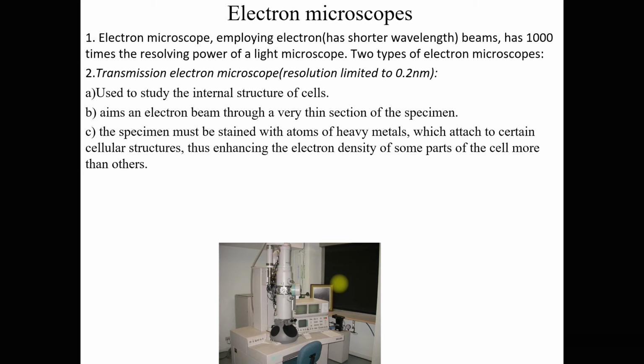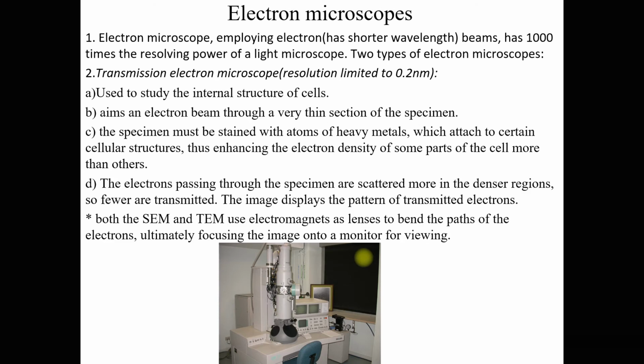So let's say in the specimen we assume a plant cell. Some of the cellular structures will attach to the heavy metal. Wherever it attaches to the heavy metal, we can see it more clearly when the electrons are directed at those structures.